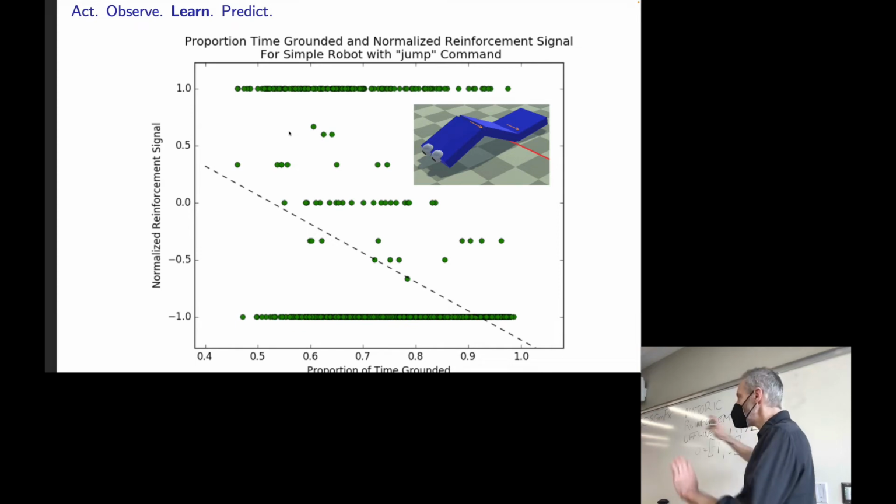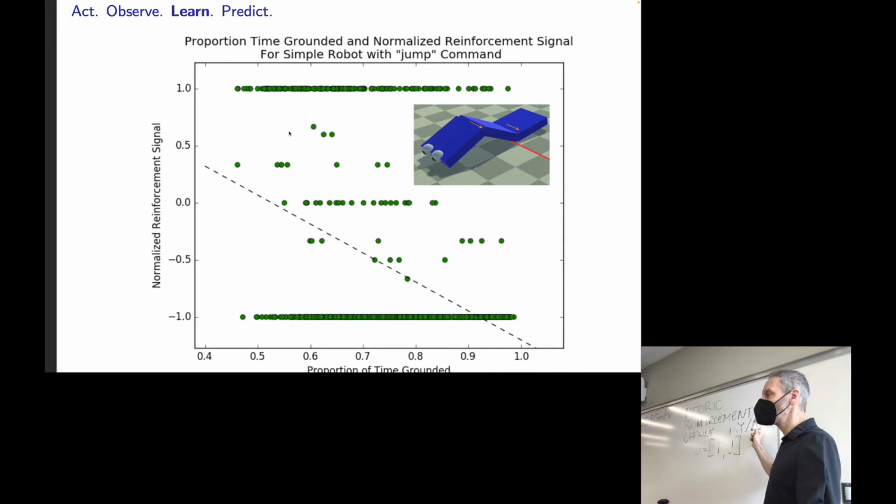Absolutely. Generally speaking, it's not a clean relationship, but generally speaking, the more time the robot spends on the ground, the more no votes it's getting. Less time it spends on the ground, the more yes votes it's getting. This is looking pretty promising, right? This is our intuitive understanding of jump.